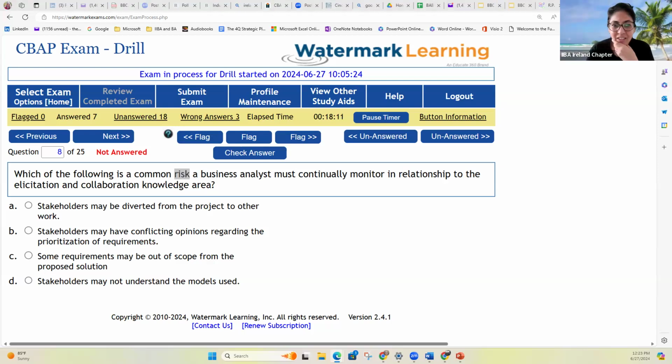I think it's D, the last one. Stakeholders may not understand the models used. Okay. Yeah, go with B as a boy. Or C. I'm hesitating between B and C. Okay, I am voting for D because, as for me, prioritization is not part of elicitation activity and it does not propose a solution either. So I think D as a door or doctor.